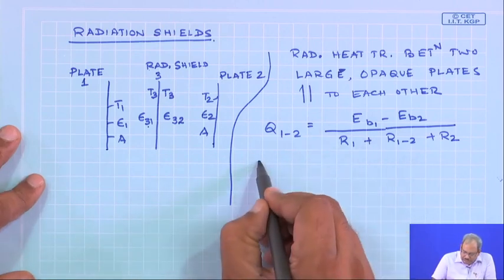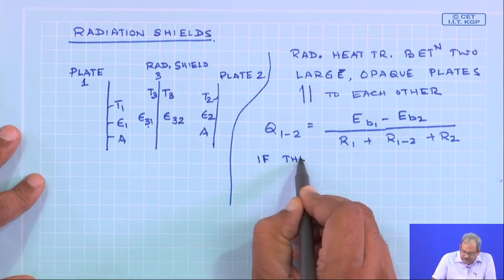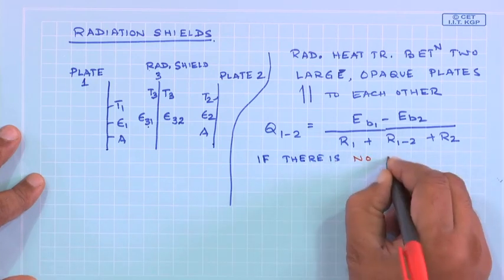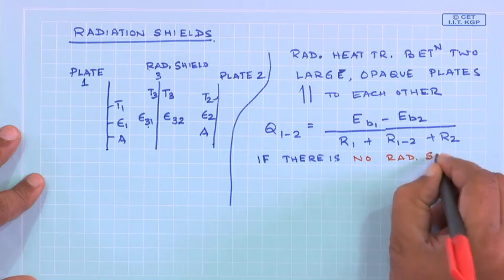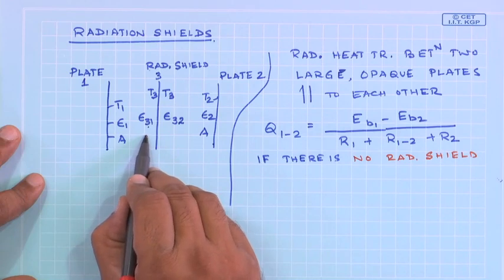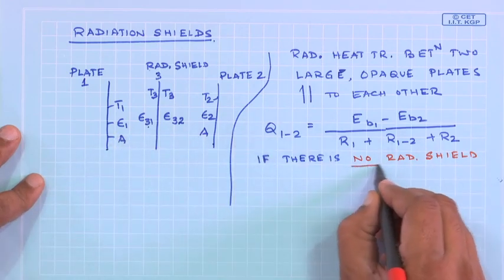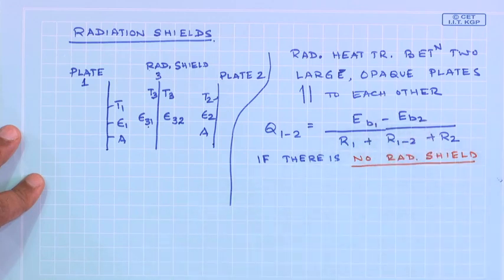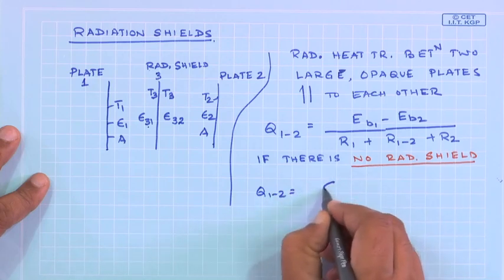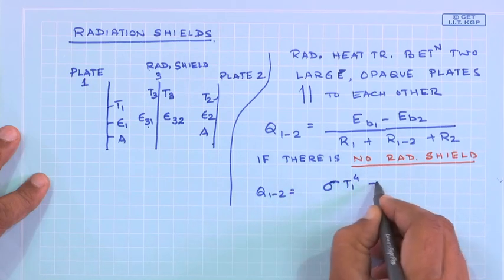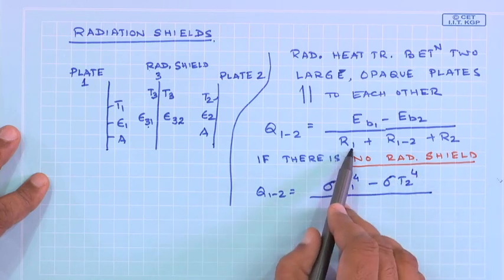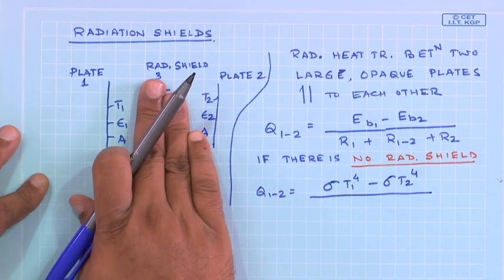So, if there is no radiation shield, let us first consider this, and then we will consider the radiation shield in between 1 and 2. If there is no radiation shield in between 1 and 2, what you would get as Q 1 to 2 is sigma T 1 to the power 4 minus sigma T 2 to the power 4, over the resistances. So, we do not have this anymore.